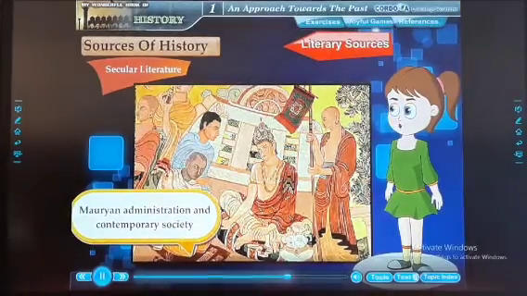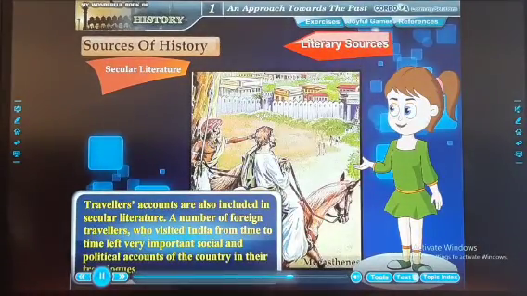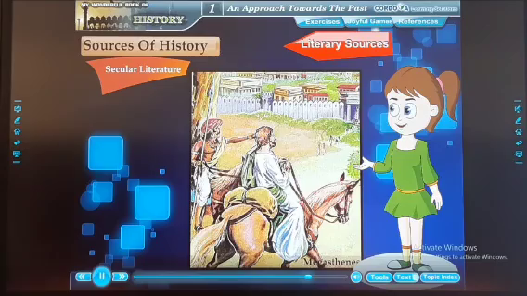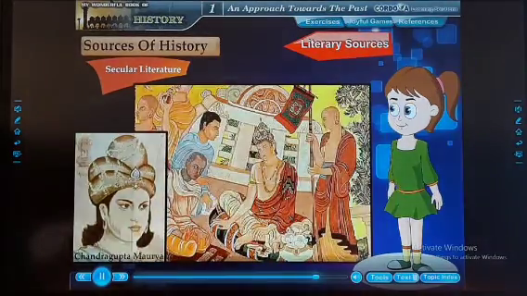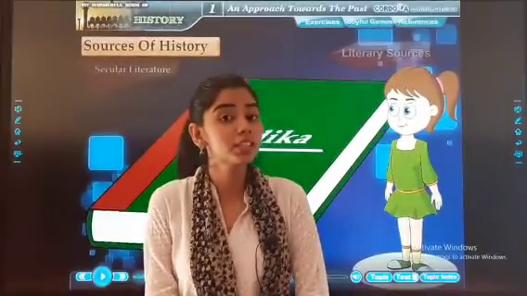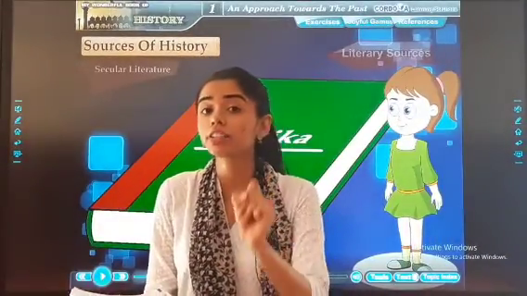gives us information about the administration and contemporary society. Travelers' accounts are also included in the secular literature. A number of foreign travelers who visited India from time to time left very important social and political accounts of the country in their travelogues. Megasthenes lived in India for some time as the Greek ambassador at the court of Chandragupta Maurya. He wrote the Indica.